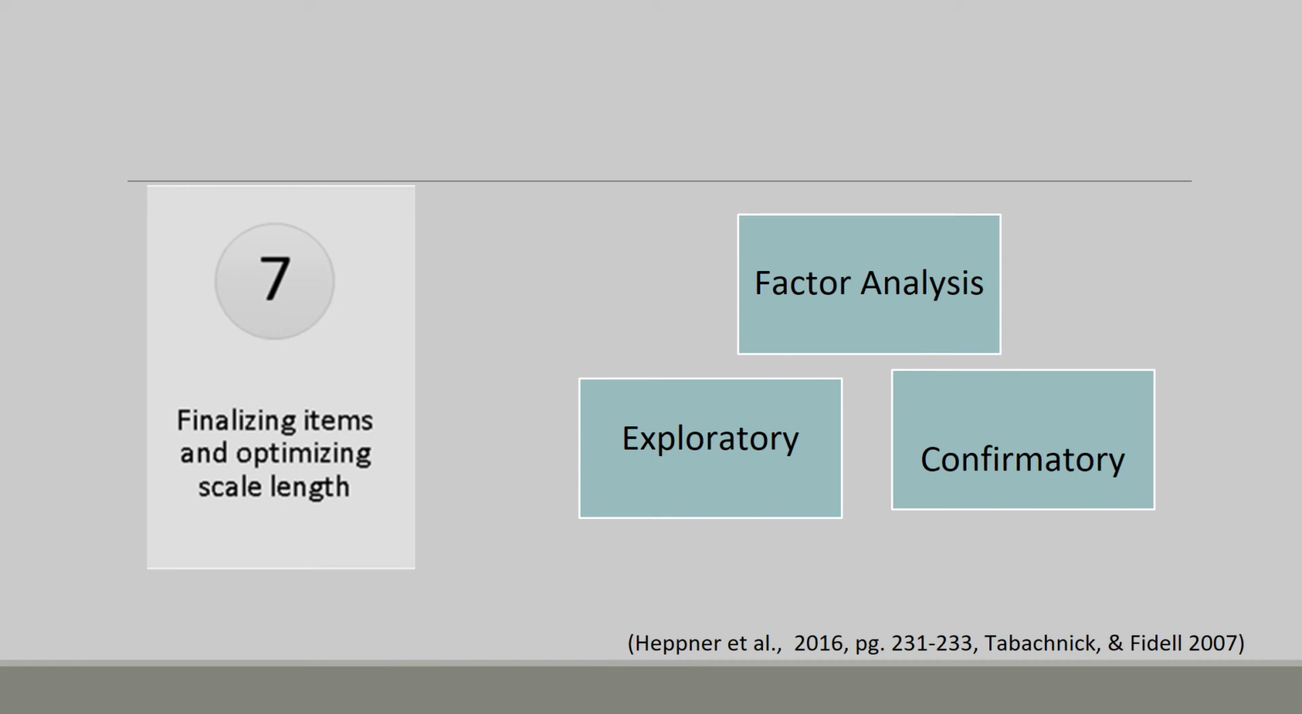Step 7, finalizing items and optimizing scale length. Factor analysis is a set of statistical procedures for theory and instrument development and assessment. Two types of factor analyses are exploratory and confirmatory. Exploratory factor analysis is usually performed in the early stages of research as a tool for consolidating variables, scale items, and generating hypotheses about underlying processes.